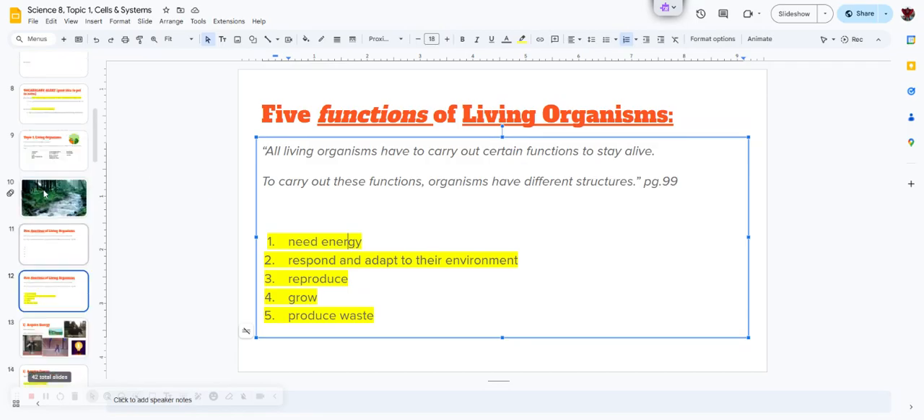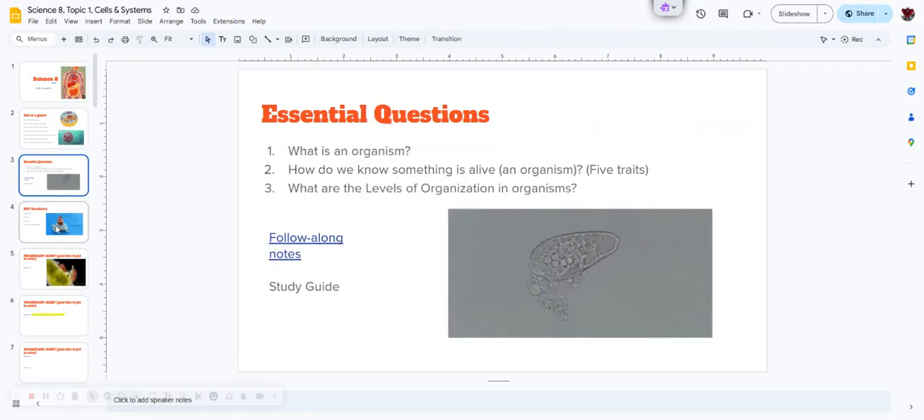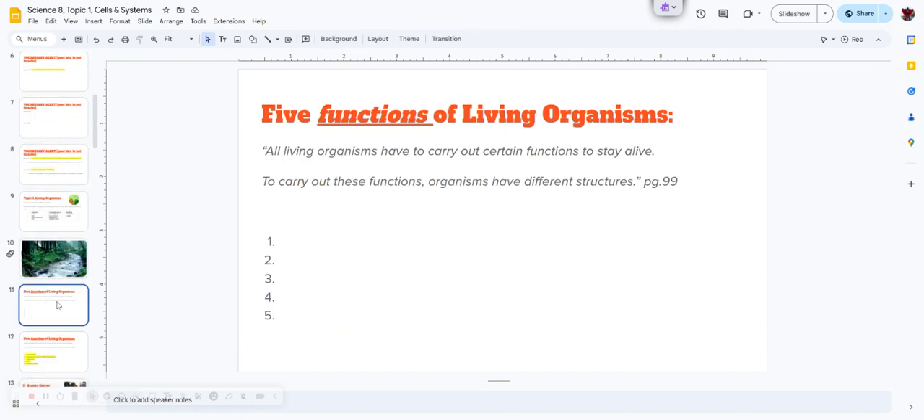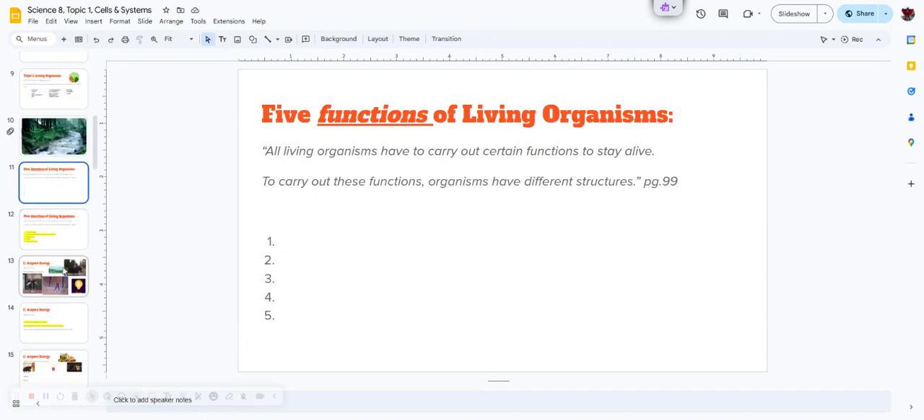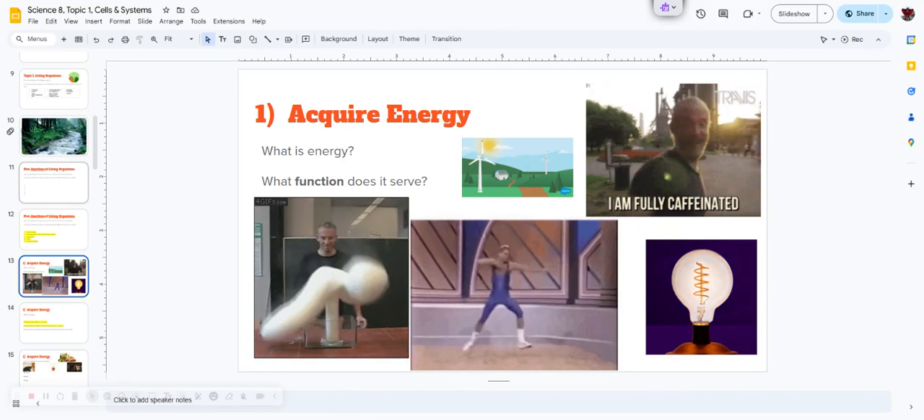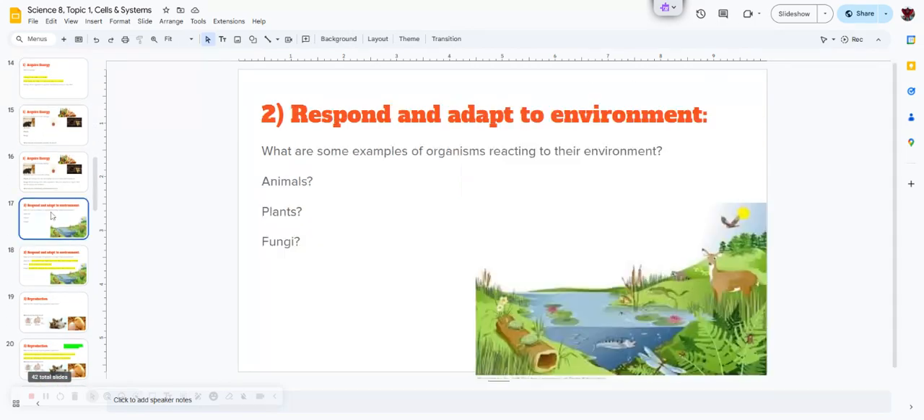Okay? Really quick, I'm just going to rewind here for a second. Sorry. Just want to remind you, the words biotic. Biotic means that it is an organism. Abiotic means that it is not. Okay.